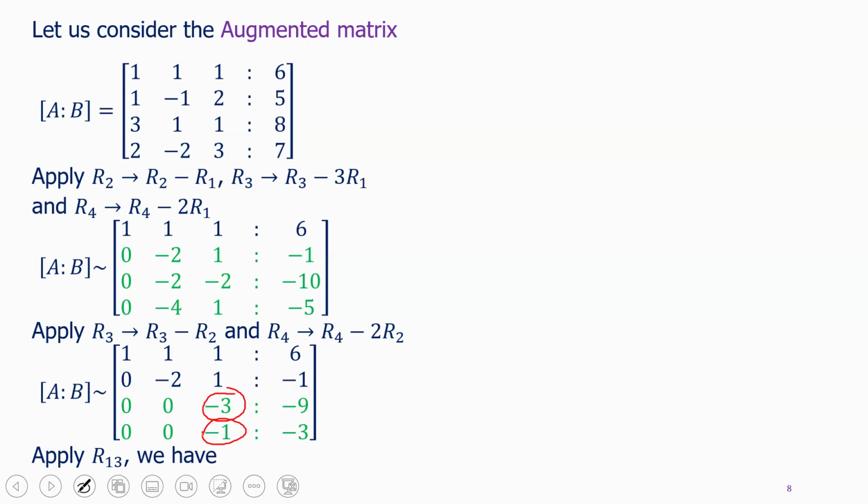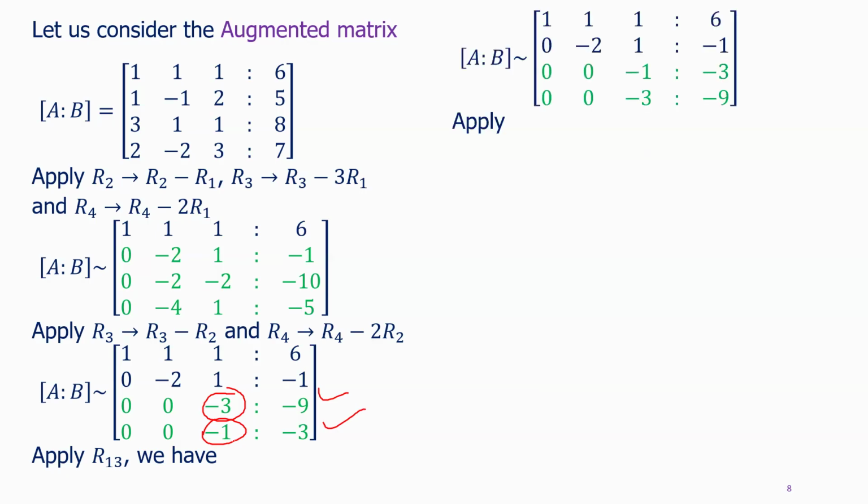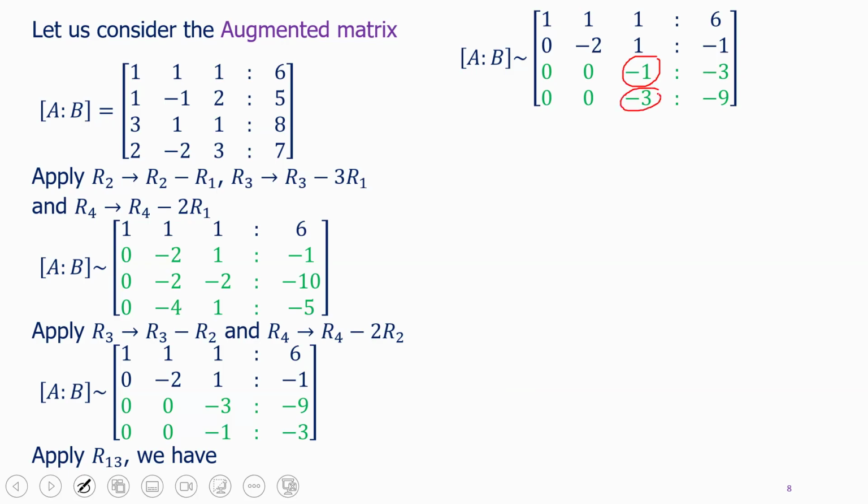Okay. So now if we interchange row 3 and row 4, then we get the positive answer to our second question. So that's why we are applying R34. So rows 3 and 4 will be interchanged. So this is minus 1, minus 3 and this is minus 3, minus 9. Now we have the positive answer to the question. So now this is minus 1 and minus 3 is a multiple of minus 1.